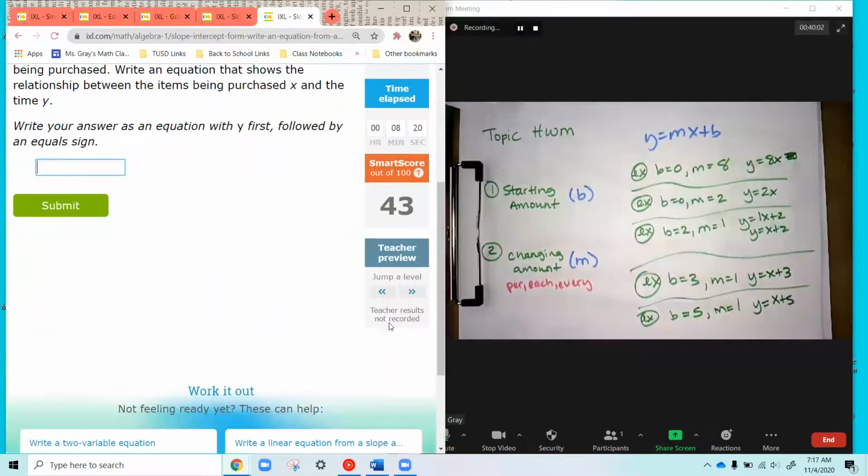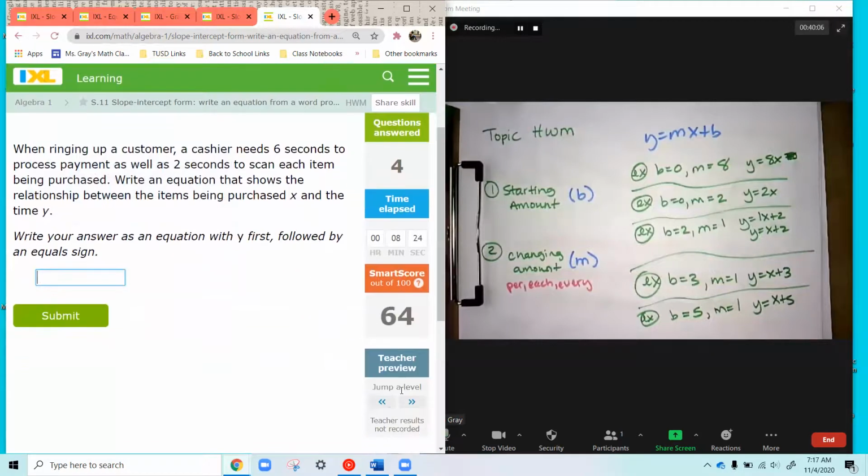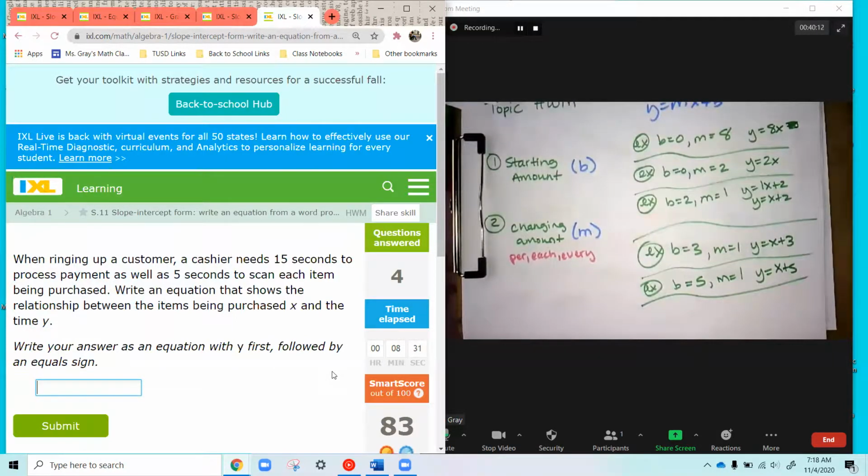So I'm going to skip forward again and see if we can find something a little harder. Let's do the very last one. Okay, so for this example, when ringing up a customer, a cashier needs 15 seconds to process payment. Oh, so they're not even getting creative with this. They're just kind of putting them together. So 15 seconds, and then it's 5 seconds per. So really, you're just plugging those numbers in, 5x plus 15.